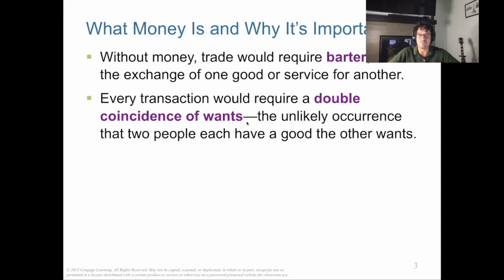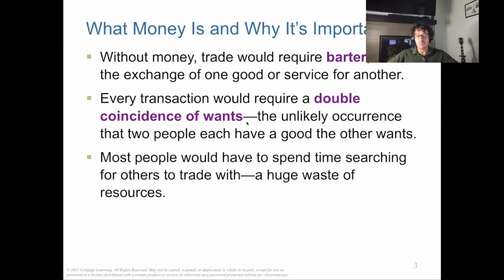So every transaction becomes very difficult. Every transaction in an economy without money requires what is sometimes called a double coincidence of wants, which is the unlikely occurrence that two people each have a good that the other wants. In our example, getting a haircut in exchange for a principles of macro class. So most people would have to spend time searching for others to trade, which is a huge waste of resources.